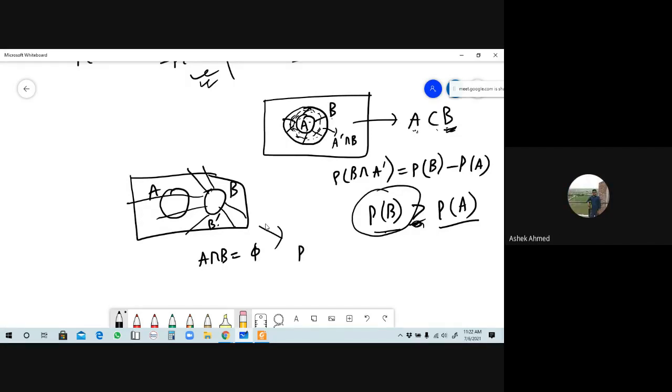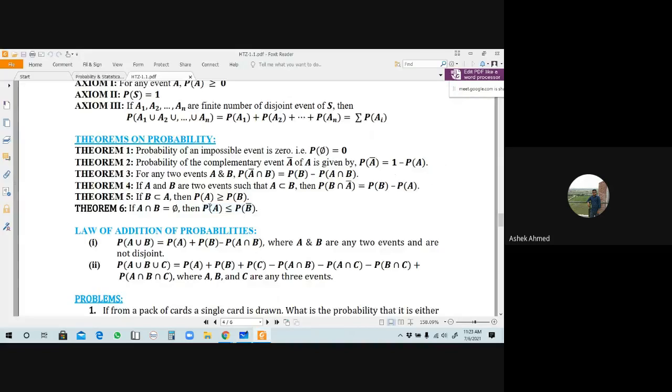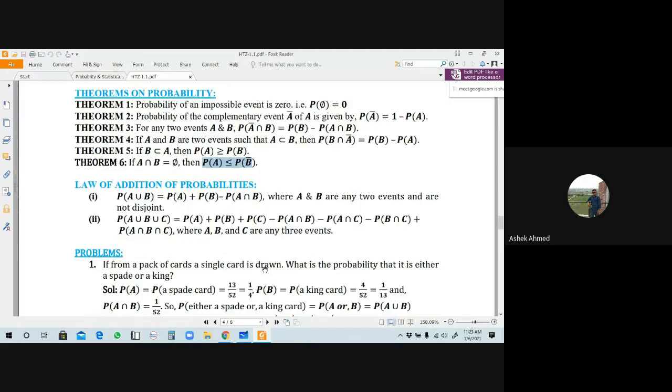From here we can say that probability of B complement is greater than or equal to probability of A. Similarly, you can say that probability of A complement is greater than or equal to probability of what? B also. A complement is the outside of A. Now what does it contain? It contains B. So we can say that probability of A complement is greater than or equal to probability of B here. Okay. That has been written in this formula. Understand? Yes, sir.